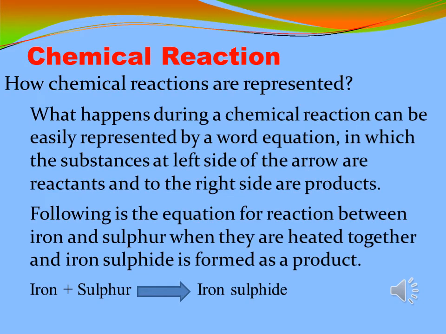Now one more question arises that, how chemical reactions are represented? What happens during a chemical reaction can be easily represented by a word equation, in which the substances at left side of the arrow are reactants and to the right side are products. Following is the equation for reaction between iron and sulfur when they are heated together and iron sulfide is formed as a product. Iron plus sulfur gives iron sulfide.